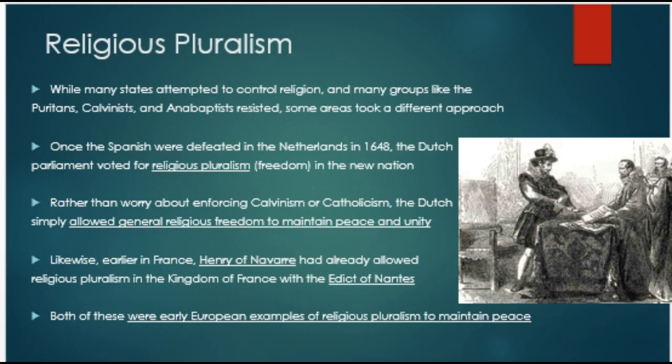And likewise, earlier in France, Henry of Navarre had already allowed religious pluralism to an extent in the Kingdom of France with the Edict of Nantes, in which he stated Paris is worth a Mass, and was one of the first examples of a politique, which is putting the interests of the state above personal religion. Both of these were early examples of religious pluralism to maintain peace.